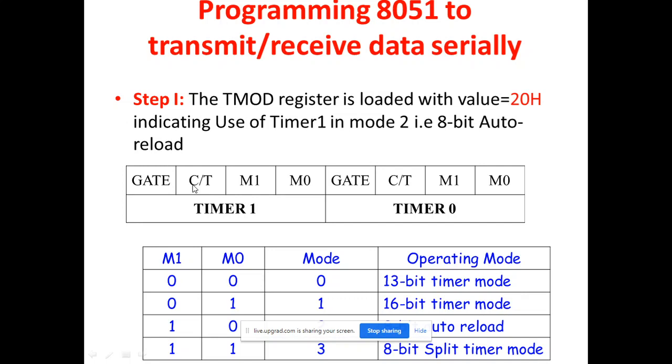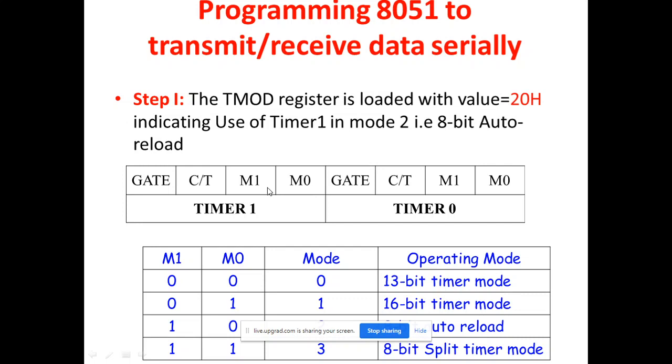The next bit is C/T bar. Here 1 means counter, 0 means timer. I want to use it as a timer, and that's why I will place here 0. Gate: you want to start the timer by software way or hardware way. If gate is 1, you are using the hardware way to start the timer, and 0 means you are using the software way. In all our programs we are using the software way, and that's why I'm placing here 0.